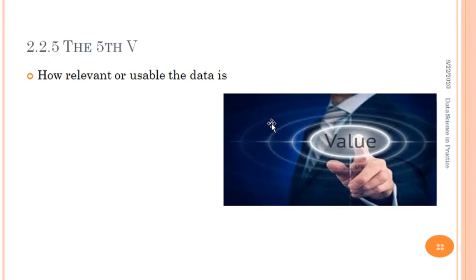Now the last V is related to the value of the data itself. We are talking about the usefulness of the data, that is, how usable our data is, right? And this is a very critical point, because no matter how complex the algorithms or how complex the processing we perform on the data, if the data is not useful, or there is not enough value associated with it, then it is very hard or near impossible to generate useful insights from the data, right? So the value or the usefulness of the data is of critical importance.